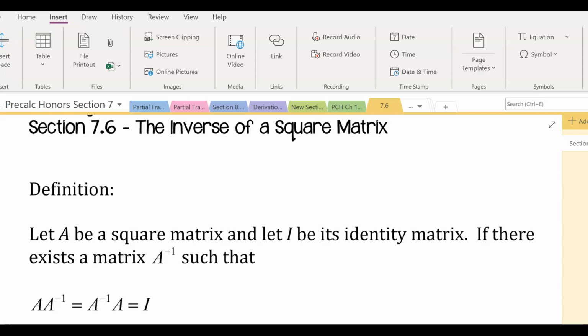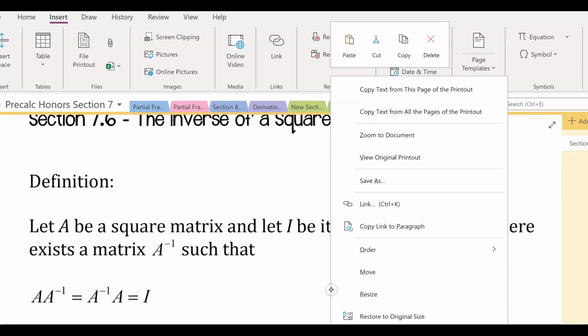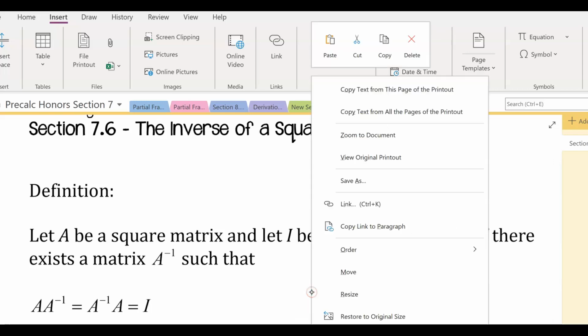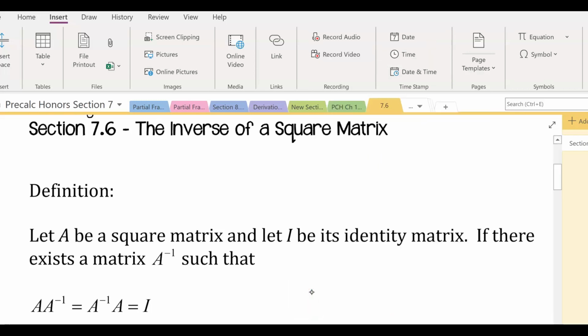In this video, we're continuing with Chapter 7, talking about matrices. This is Section 7.6. We're going to talk about the inverse of a square matrix. Although we can figure out the inverse using the calculator very easily, you will be responsible for knowing how to calculate it by hand. It's really not that difficult, but as always, if you have questions, make sure that you ask.